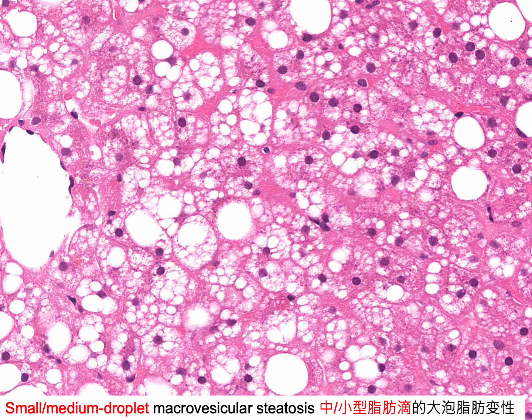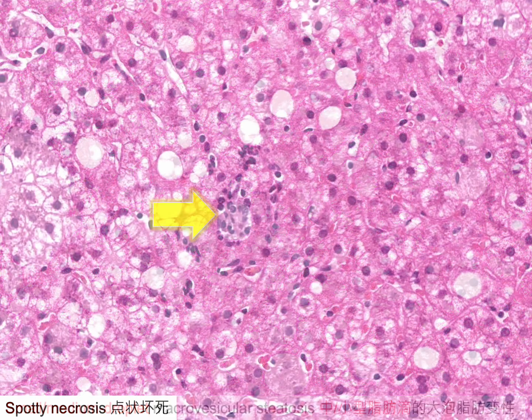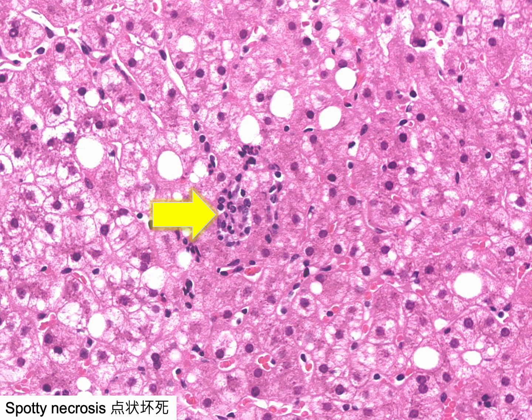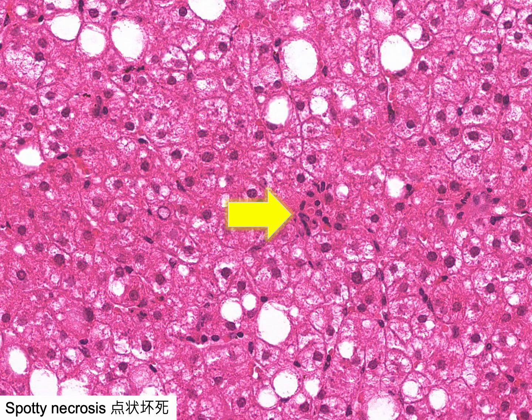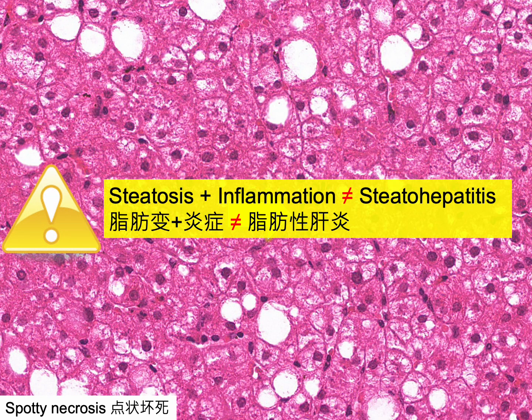This is an example of macrovesicular steatosis with mainly small or medium droplets of fat. Spotty necrosis and mild lobular inflammation could be present in the steatotic pattern. Another example shows a focus of spotty necrosis in the background of macrovesicular steatosis. It is important to emphasize that steatosis with lobular inflammation is not equivalent to steatohepatitis.